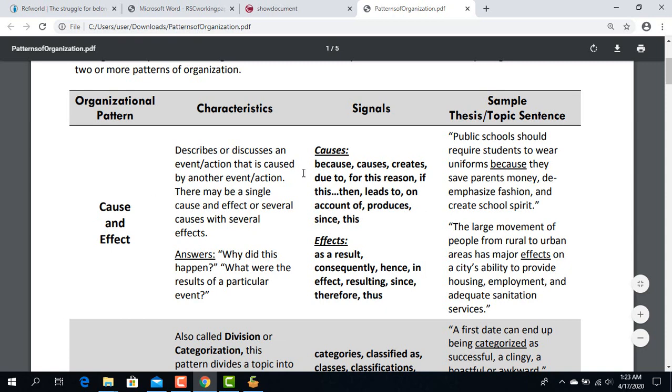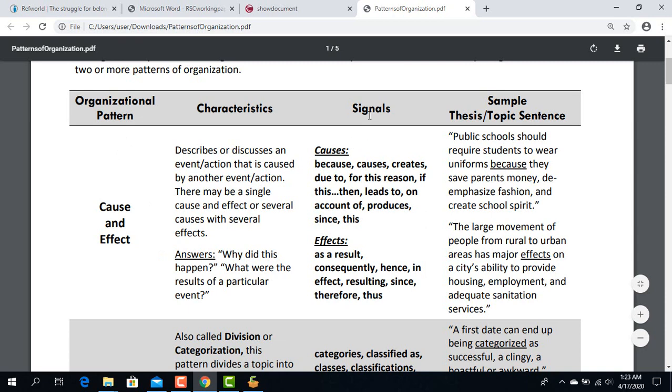Now, here we have these questions. Why did this happen? What were the results of a particular event? Whenever we have such questions, then we're going to have an organizational pattern, which is the cause and effect.